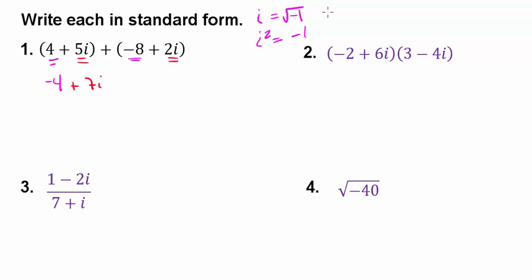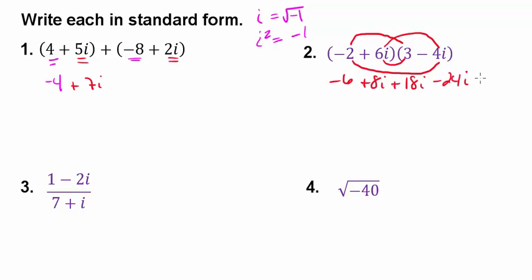Now, number two, we're going to distribute these two binomials, just like you would if these were two binomials with variables x or y or something else. So we'll take these two first terms and multiply, so we'll get -6. We take the outer terms and multiply, so we get positive 8i. We then take these two inner terms and multiply, and that results in a product of plus 18i. And then we take these two last terms and multiply, and that will result in a negative 24 i squared, because i times i is i squared.